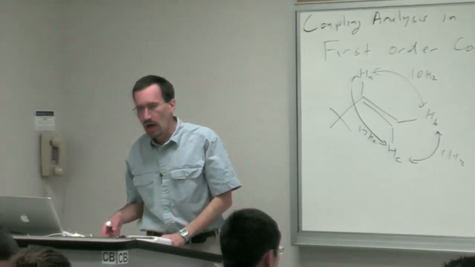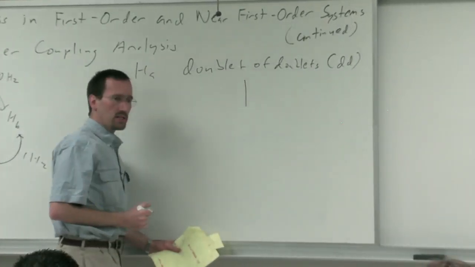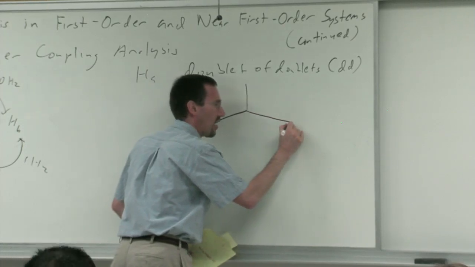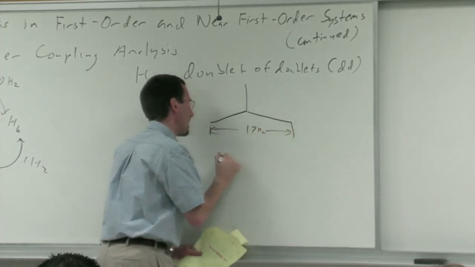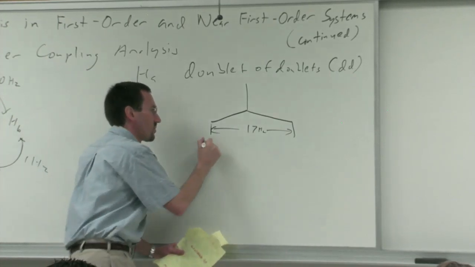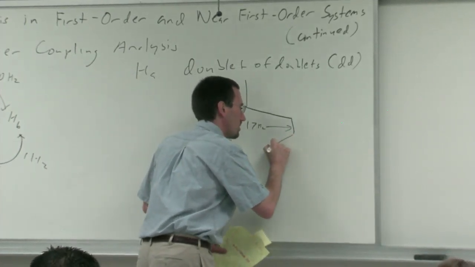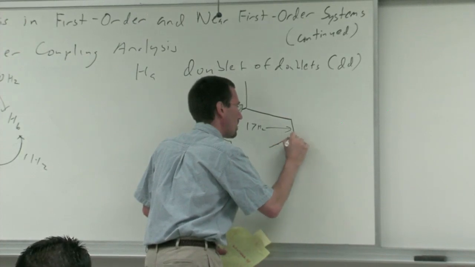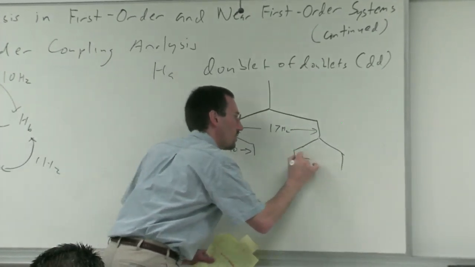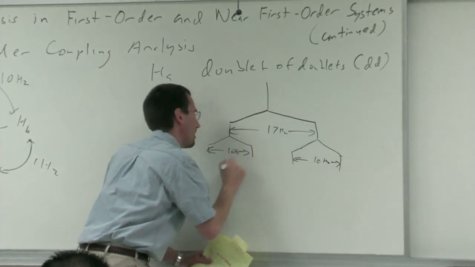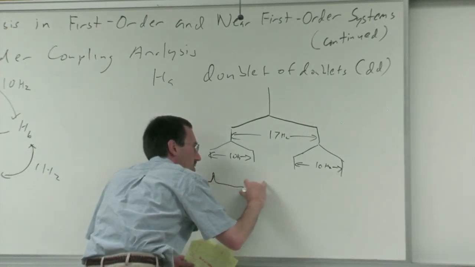One way to conceptualize these spin interactions is as a splitting diagram. We can say that HA is going to be split with a big coupling of 17 hertz. I'll just remind us that this is 17 hertz. Each of those lines is going to be further split with a coupling of 10 hertz. I'm trying my best here to be proportional. And so we would expect a pattern somewhat like this. Four lines with a Lorentzian line shape.